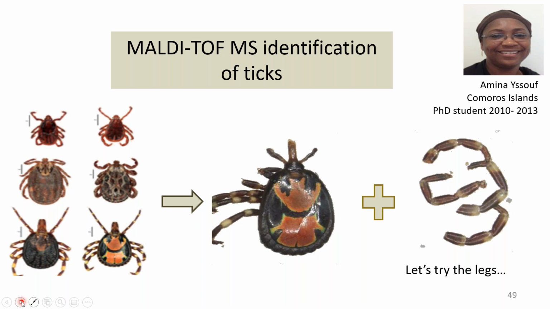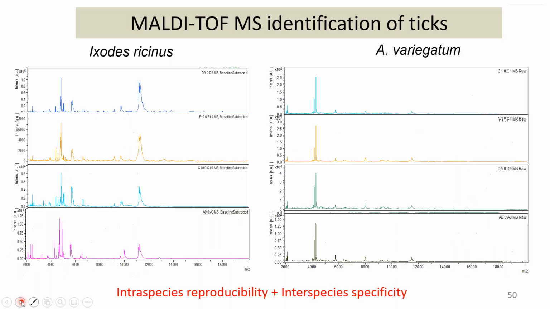Why legs? Because the first thing we wanted to do was exclude the abdomen, because this is where the blood will be, and we don't want any contamination of our spectrum with our host proteins. And the legs were really suitable because they leave us a big portion of sample, either to repeat the experiment or to do additional experiments.